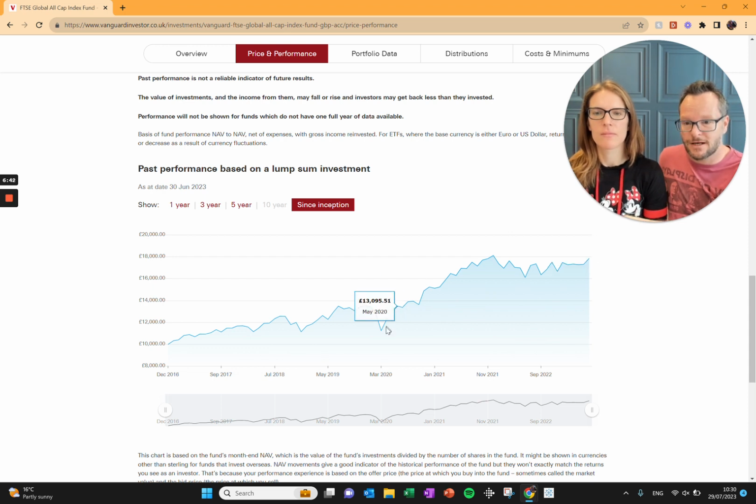And you can see the little crashes. That's the COVID crash, the little crashes in the price as it goes up. But that's basically what we're looking for. And this is the kind of flat line with inflation, the Ukraine war. But you can see you get a decent return.